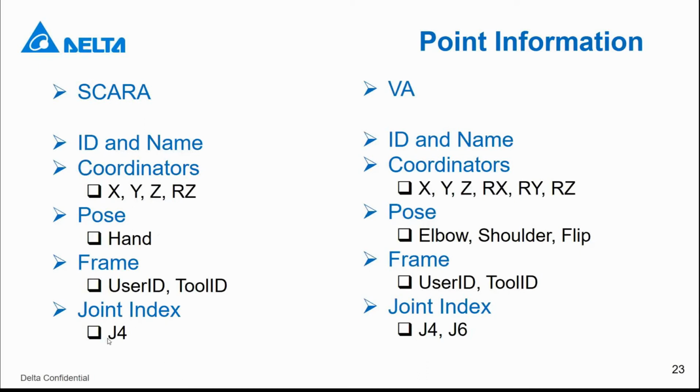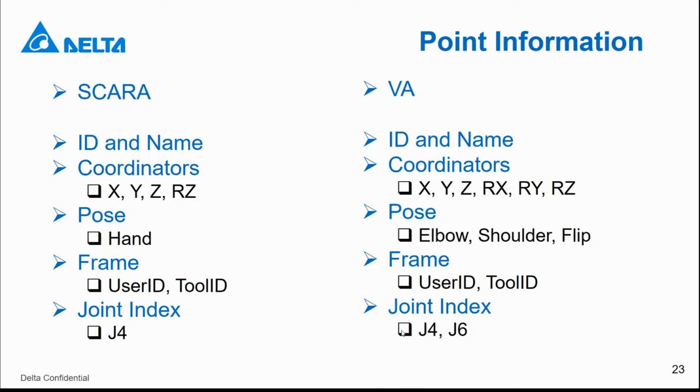Because actually only joint 4 in the SCARA can be rotated unlimited, because joints 1 to 3 are always limited when they turn to an angle. So they cannot even finish one turn. But only joint 4 can turn more than one turn. So we need to record how many turns joint 4 has made. That's why we need to record the joint index of joint 4.